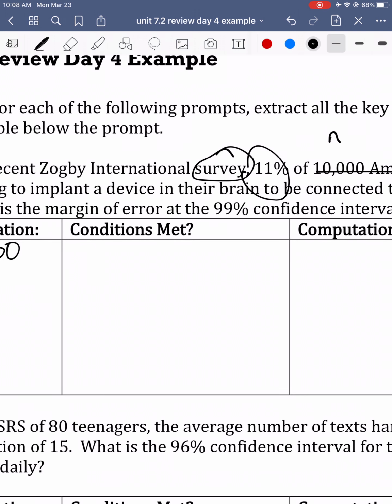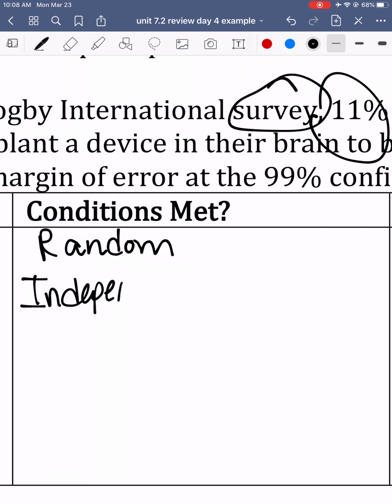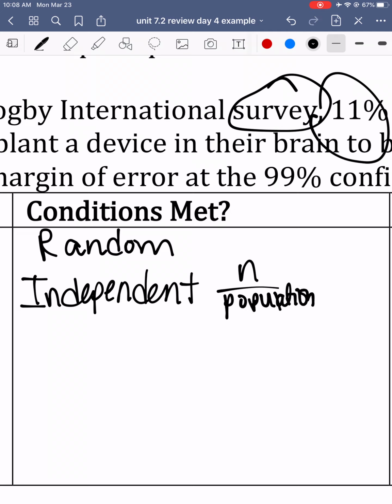So what conditions do I need to meet? Well, I need to meet my RIN. So did they take this sample randomly? Is it independent? So meaning, is my sample size over the population less than 10%?